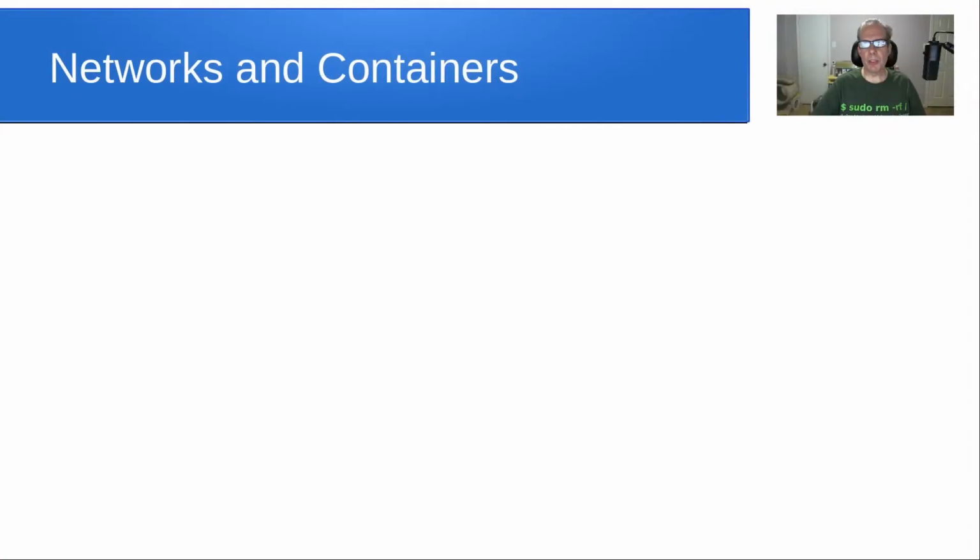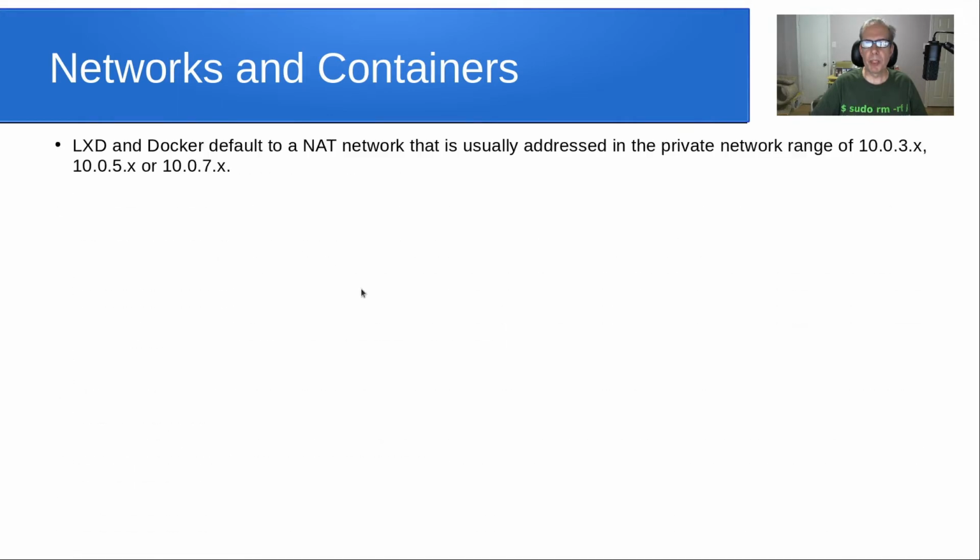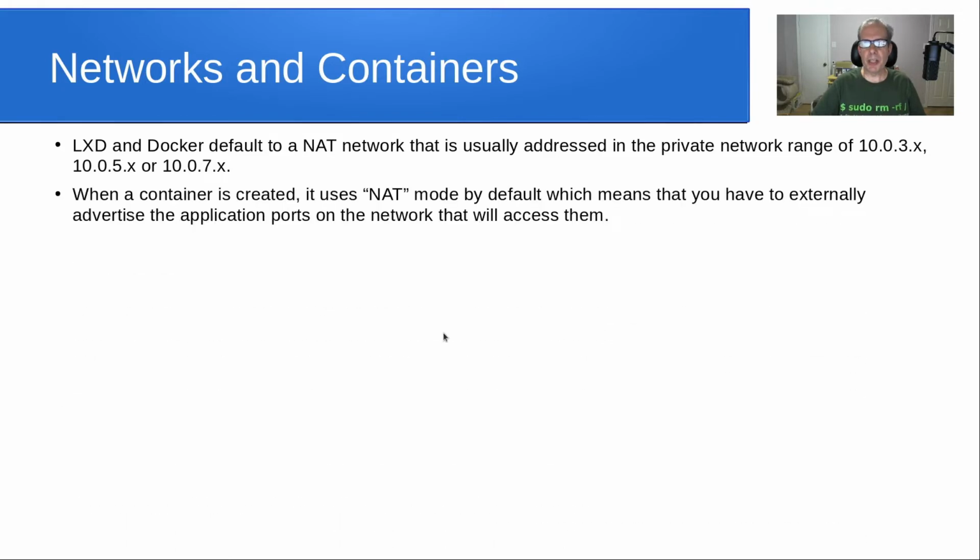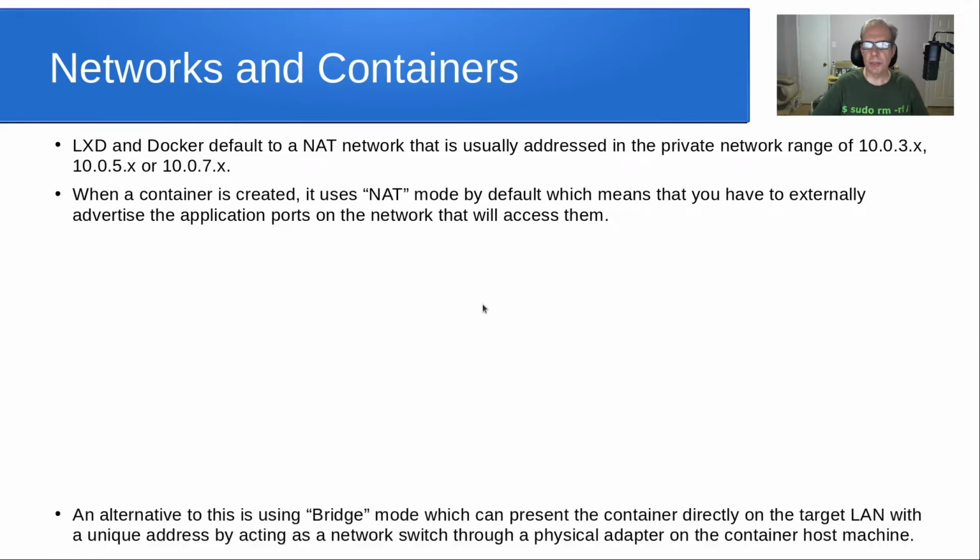If you've been following the channel for a while, you know I talk a lot about networks and VLANs. LXD and Docker default to a NAT network that's usually addressed in a private network range of 10.0, and I found them to be in the .3 and .5 and .7 networks. When a container is created, it uses NAT mode by default, which means that you have to externally advertise the application ports on the network that will access those containers.